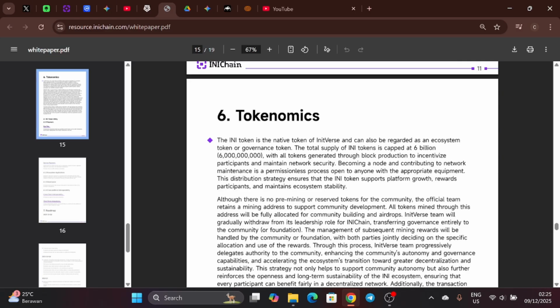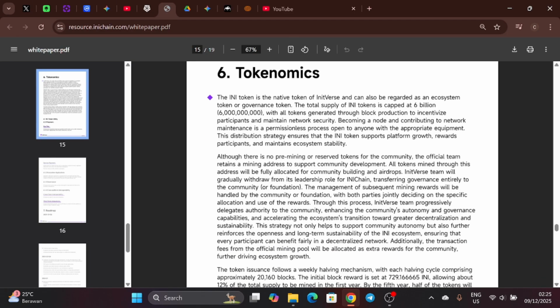Although there is no pre-mining or reserve token for the community, the official team retains a mining address to support community development. All tokens mined through this address will be fully allocated for community building and airdrops.